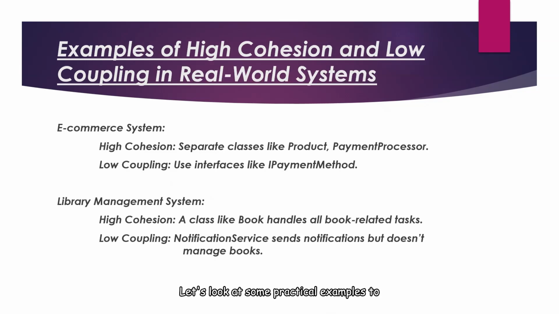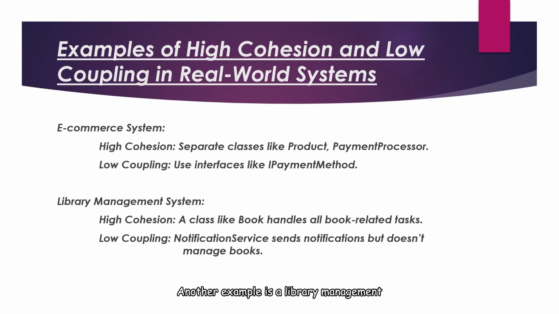Let's look at some practical examples to see how high cohesion and low coupling work in real-world systems. Take an e-commerce system as an example. To achieve high cohesion, we might have separate classes like product, payment processor, and inventory, each with its own well-defined responsibility. For low coupling, we introduce interfaces like IPaymentMethod. This allows us to swap out the implementation of payment method without affecting the rest of the system.